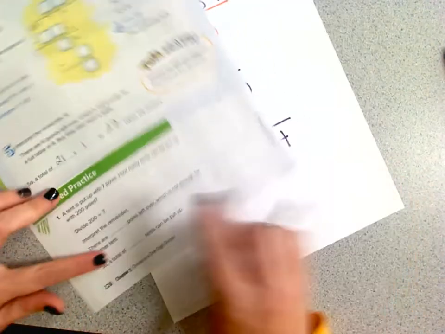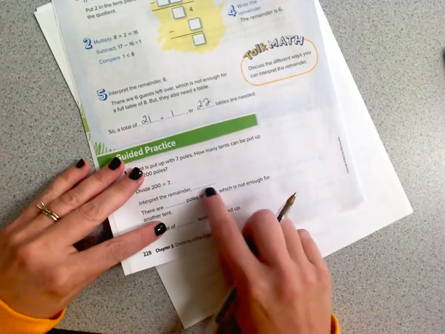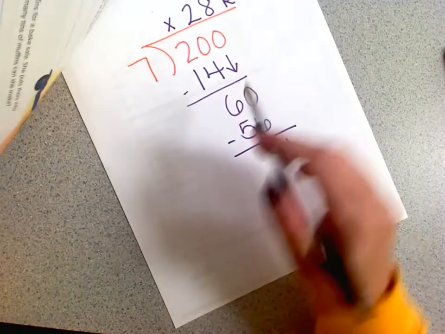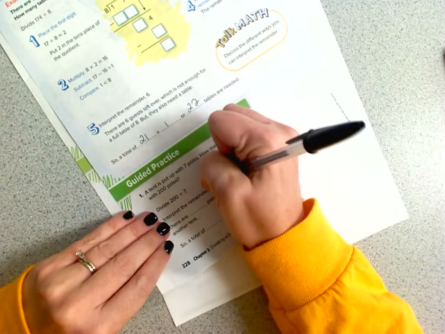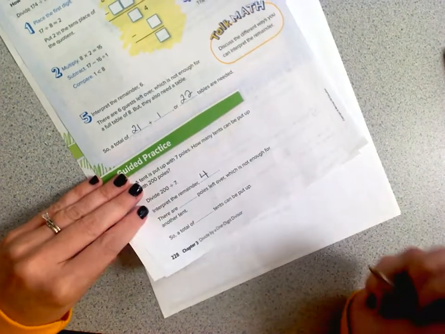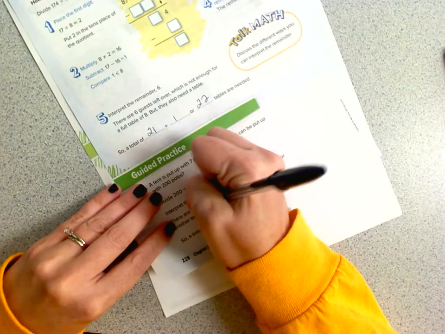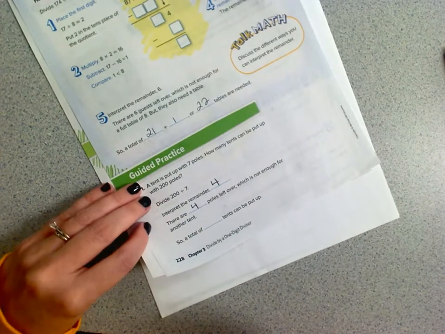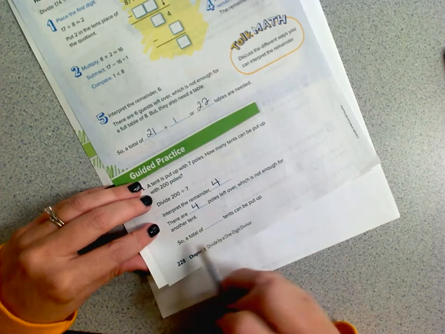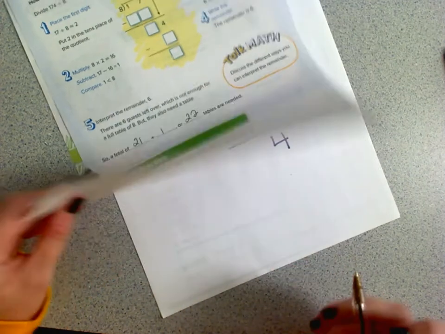We can put up, so just filling this part out, interpret the remainder, meaning what is the remainder? The remainder is 4. There are how many poles left over? 4. That's what remainder means. What remains? How much is left? So a total of how many tents can be put up?